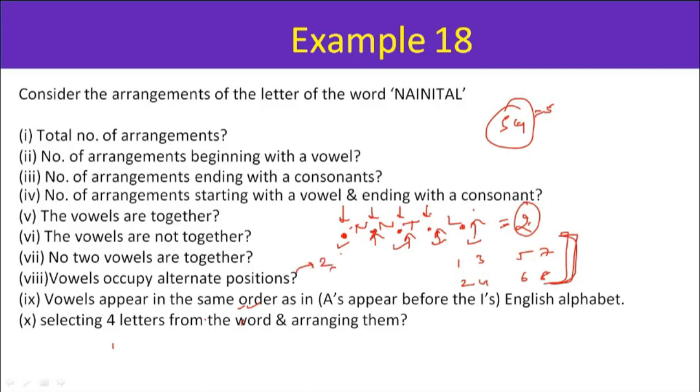So I will simply first of all select the positions for vowels. It is 2C1. Then I will arrange the vowels, 4 factorial by 2 factorial, 2 factorial, and then arrange the consonants, 4 factorial by 2 factorial. And this becomes my answer.